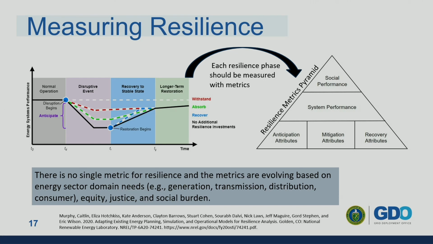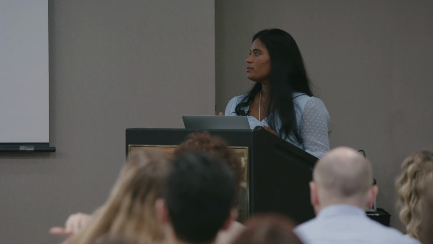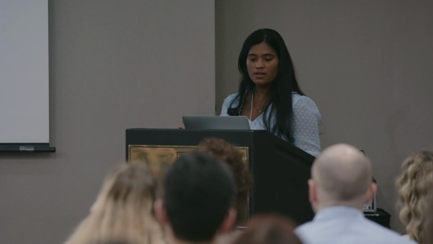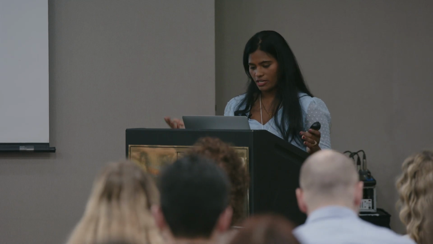A lot of utilities think about measuring resilience from a purely performance point of view. If you think about the definition, the second part, the reaction part is where they're measuring the metrics, right? But there's also the first part where you're planning for it. And metrics need to be associated with that part as well. These are called attribute metrics. Attribute metrics help characterize the system and the ability to anticipate, absorb, withstand, or recover from.